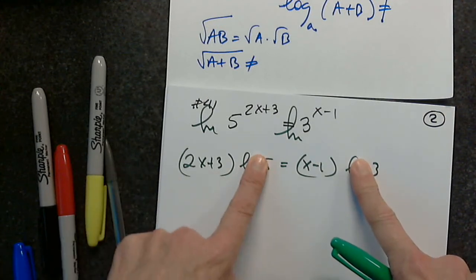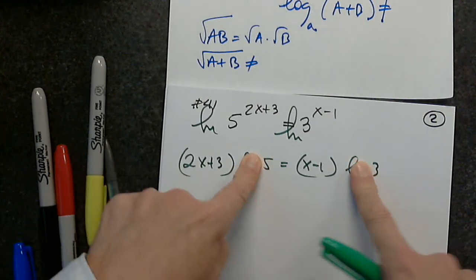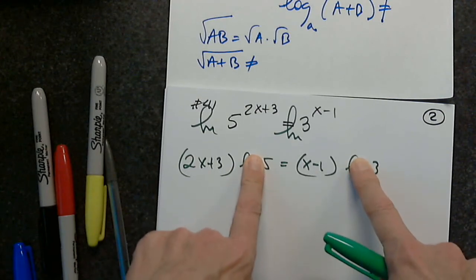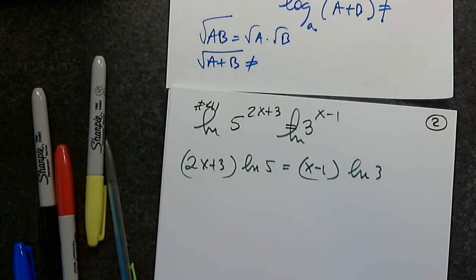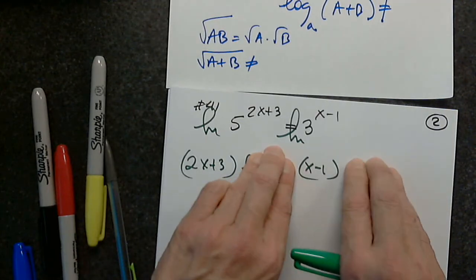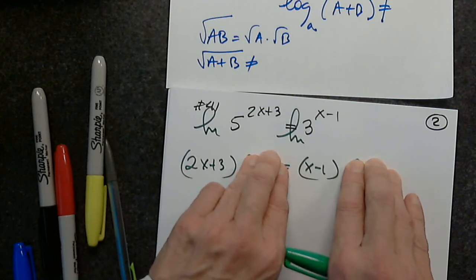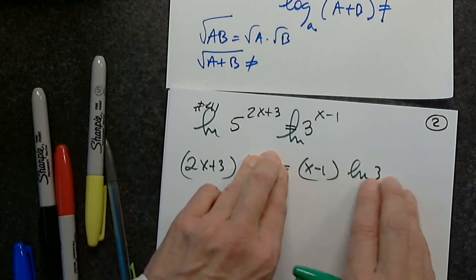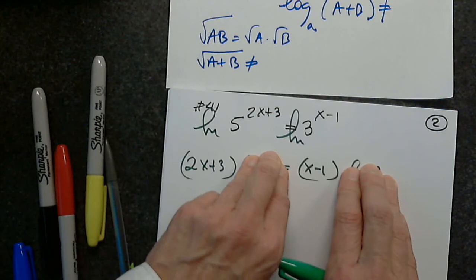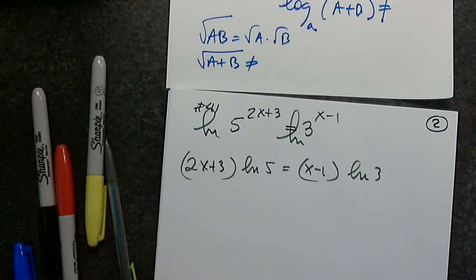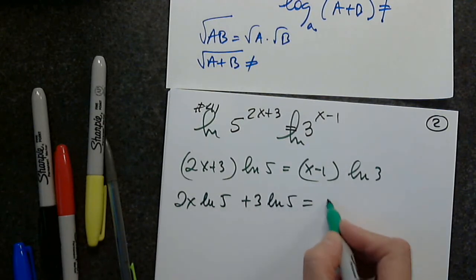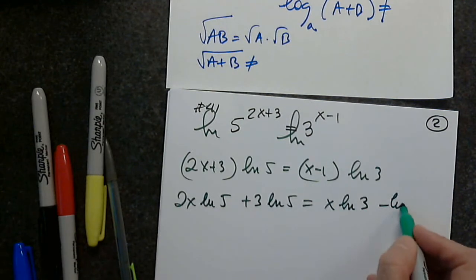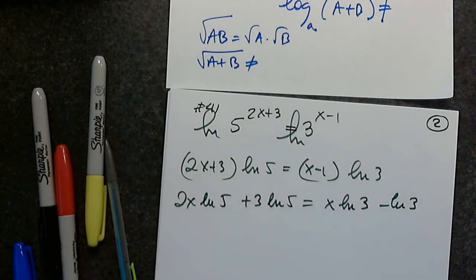We are interested in x, and I have two numbers here. What should I do first? I have to distribute. This is a number. If you don't like natural log 5, just put a in there. If you don't like natural log 3, put b. But we have to distribute them. So 2x natural log 5 plus 3 natural log 5 equals x natural log 3 minus natural log 3. Why am I distributing? Because I'm solving for x.